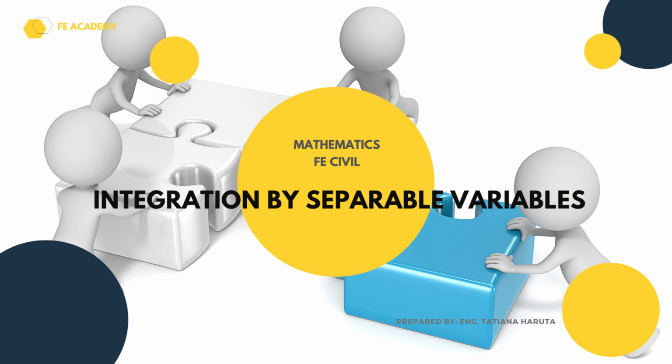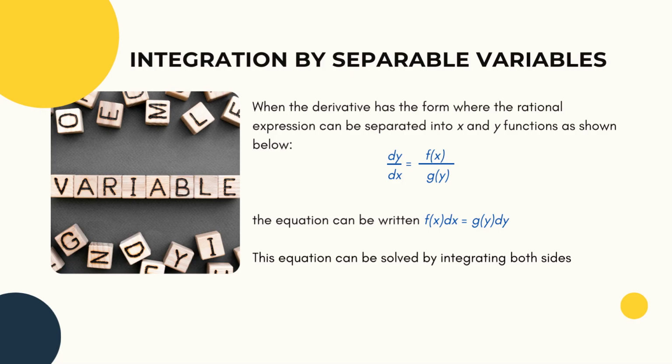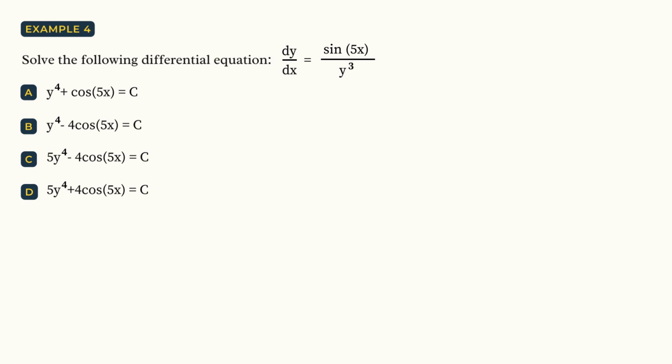Integration by separable variables. When you have an equation of this form, dy over dx equals f(x) over g(y), the equation can also be written as g(y) dy equals f(x) dx. And in order to solve this equation, we have to integrate both sides. Let's work on an example.